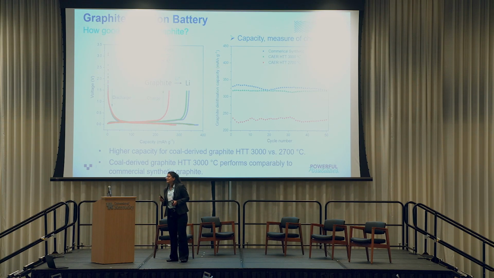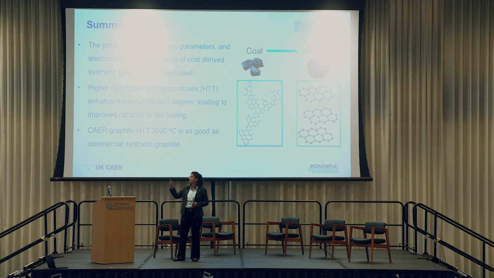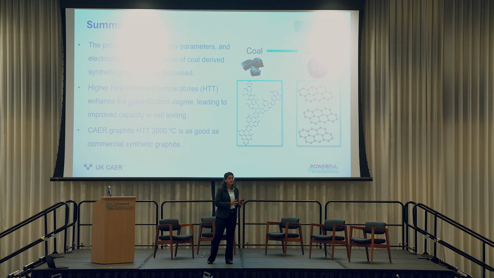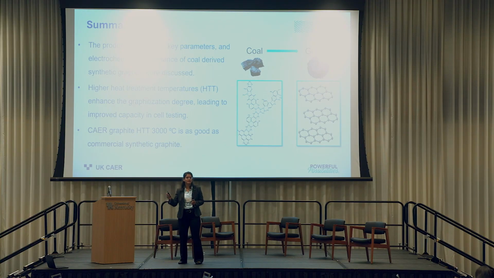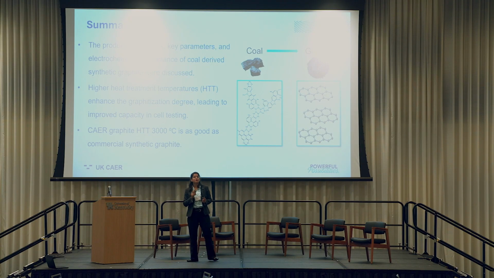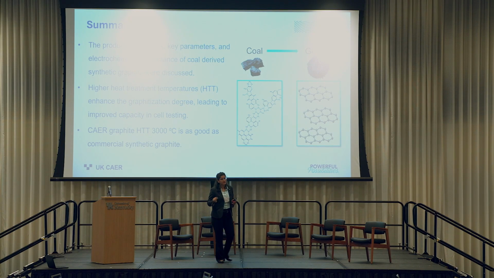So the lesson here is that at CaER, we were able to make graphite from dirt cheap coal, and we have shown that we can test it in lithium-ion batteries and it performs as well as commercial graphite that's available in the market. And we can use the graphitization temperature as a knob to change the capacity number, so we can still make this graphite better, and the team is doing that right now.